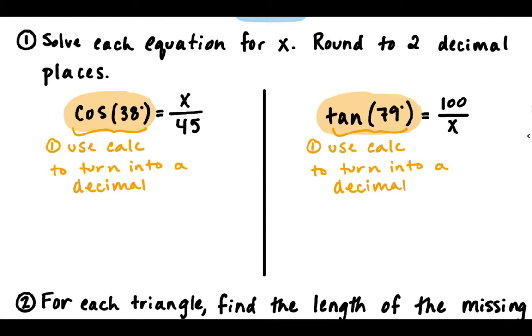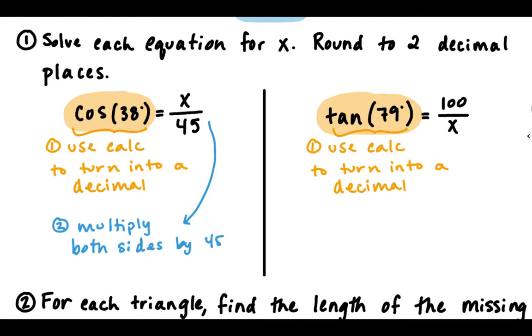Okay, for the next part, once you do that, on this side, we want to get rid of that 45. We're currently dividing by 45, so to undo that, we're going to multiply both sides by 45. So 2 steps for the first one. Turn into a decimal, then multiply.